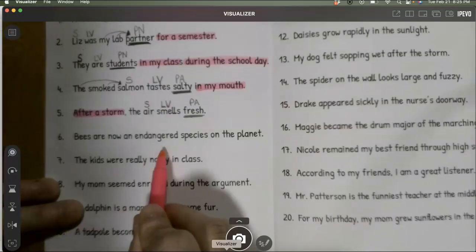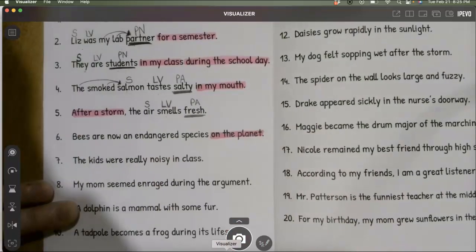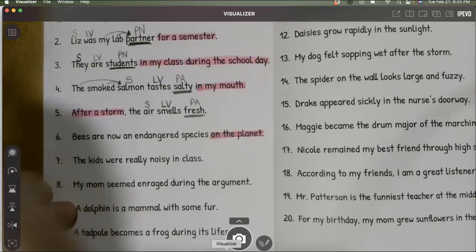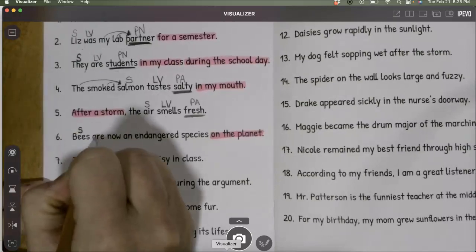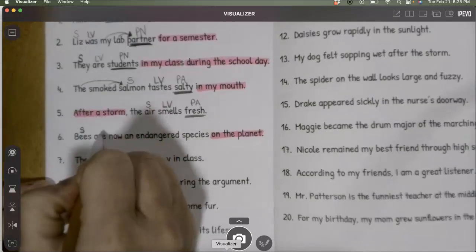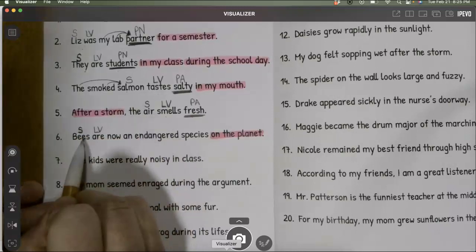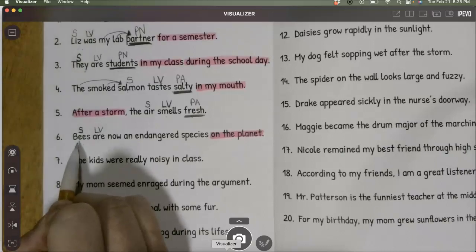Bees are now an endangered species on the planet. On the planet is a prep phrase. What's my subject? The sentence is talking about bees. And I see this verb are. Are is a linking verb here. So I'm now looking for either an adjective that describes the bees or a noun that renames them.